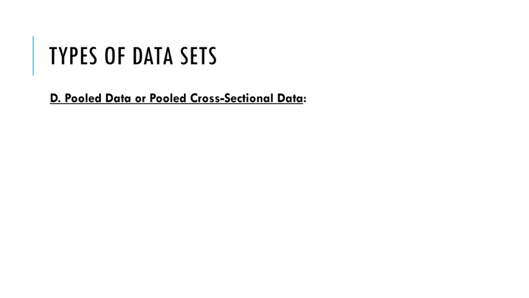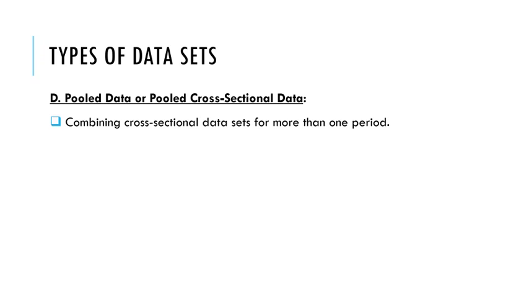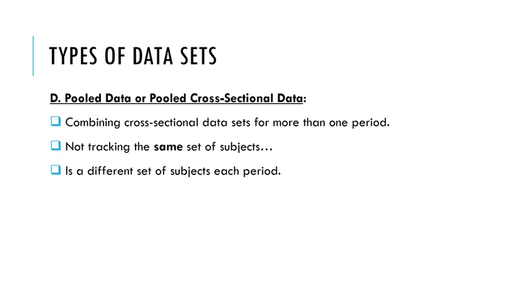Finally, we have pooled data, which is also sometimes called pooled cross-sectional data. Now, when we talk about pooled data, we're combining cross-sectional data sets for more than one period. If we're combining cross-sectional data sets, then we're not talking about the same set of subjects. And this is where pooled data is different from panel data. I'm not tracking the same set of subjects. So this is not the same student that I'm following over 4 years. In fact, it can be a different set of subjects each period.